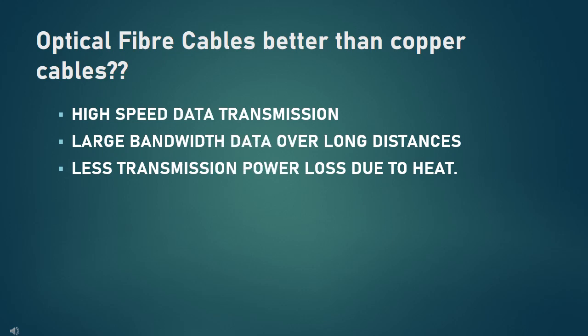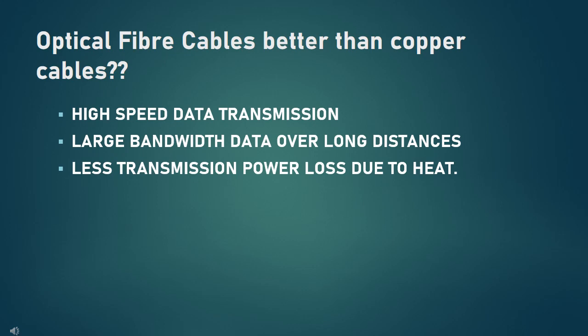So given are some of the advantages of optical fiber cables compared to copper cables. We know, unlike traditional copper wires that transmit electrical current, fiber optics transmit only pulses of light that are generated by either laser sources or LED sources. That's one major reason for the high speed data transmission, because light is faster, so it will cover a large distance in a very short time.